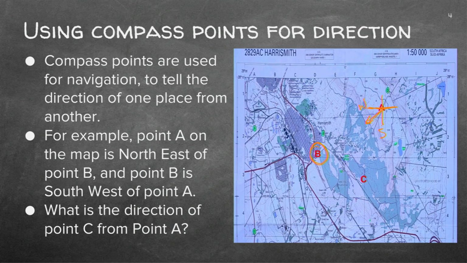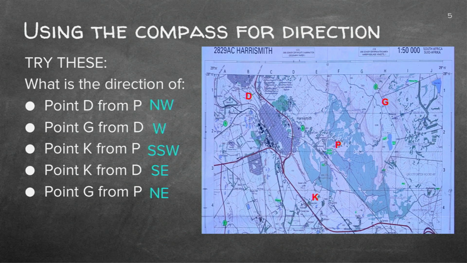Can you see how these directions are determined? I would want you, therefore, to try and determine the directions of point D from point P. Do that and see if you get these answers. I have put the answers there in green for you. Try and see if what you come up with aligns with what I have here. Of interest to me would be how you get southwest, and that's point K from point P.